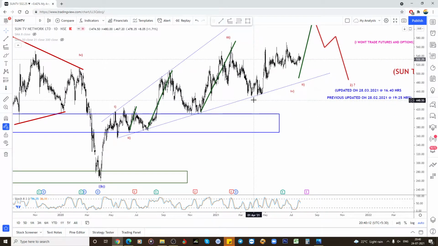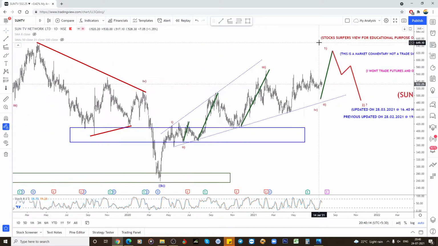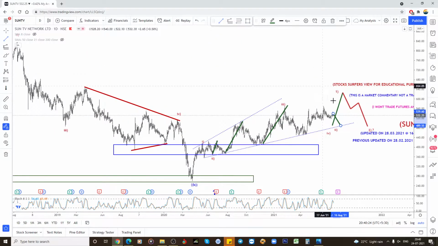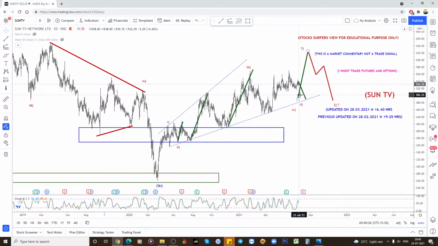Whether this is the end of the fourth wave and A, B, C, or it could make a triangle here, or it could be an irregular flat. So I'm expecting that if it comes to this zone of 490, it is a good buy. I think so. Buy zone. We can make this either the 4 because it has already broken the high.